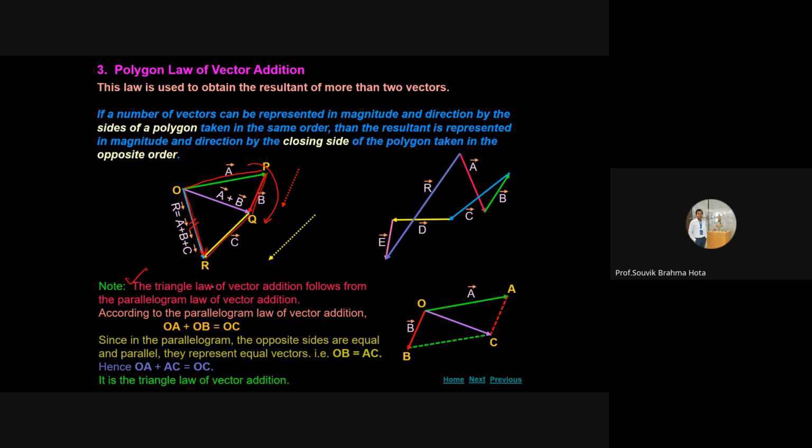Now the triangle law of vector addition follows from the parallelogram law of vector addition. According to the parallelogram law, OA plus OB is equal to OC. Since it is a parallelogram, the opposite sides are equal and parallel, isn't it? They represent equal vectors. So OB is equal to AC, and OA plus AC, these two will give you OC. So it is the triangle law of vector addition.